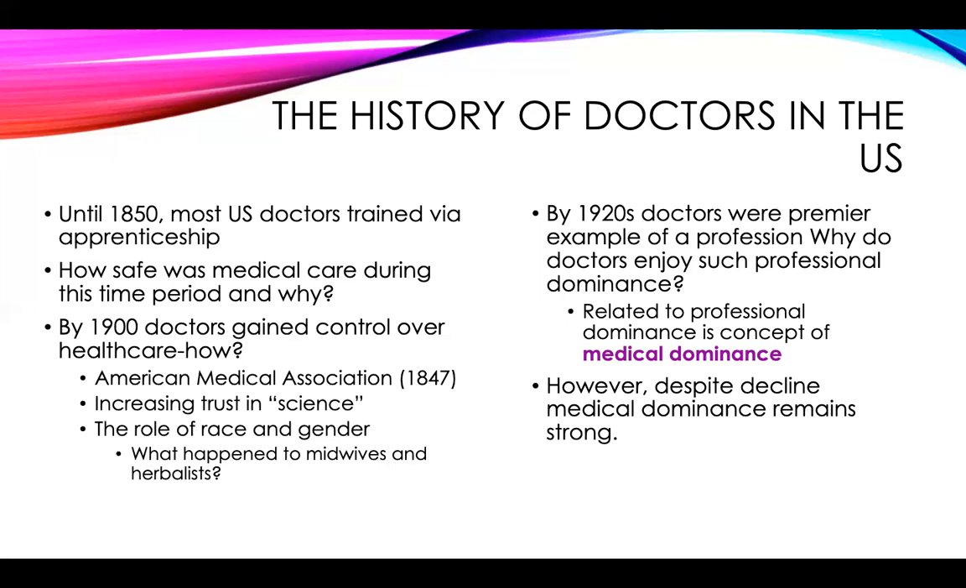By 1900, doctors have gained control over healthcare. They formed the American Medical Association a couple of years before they formed the first medical school. And the American Medical Association, the AMA, is still significant and thriving today. They really push that medical model. And we talked about this in the last chapter, but biomedicine became the orthodox approach and the one that was closely aligned with science.